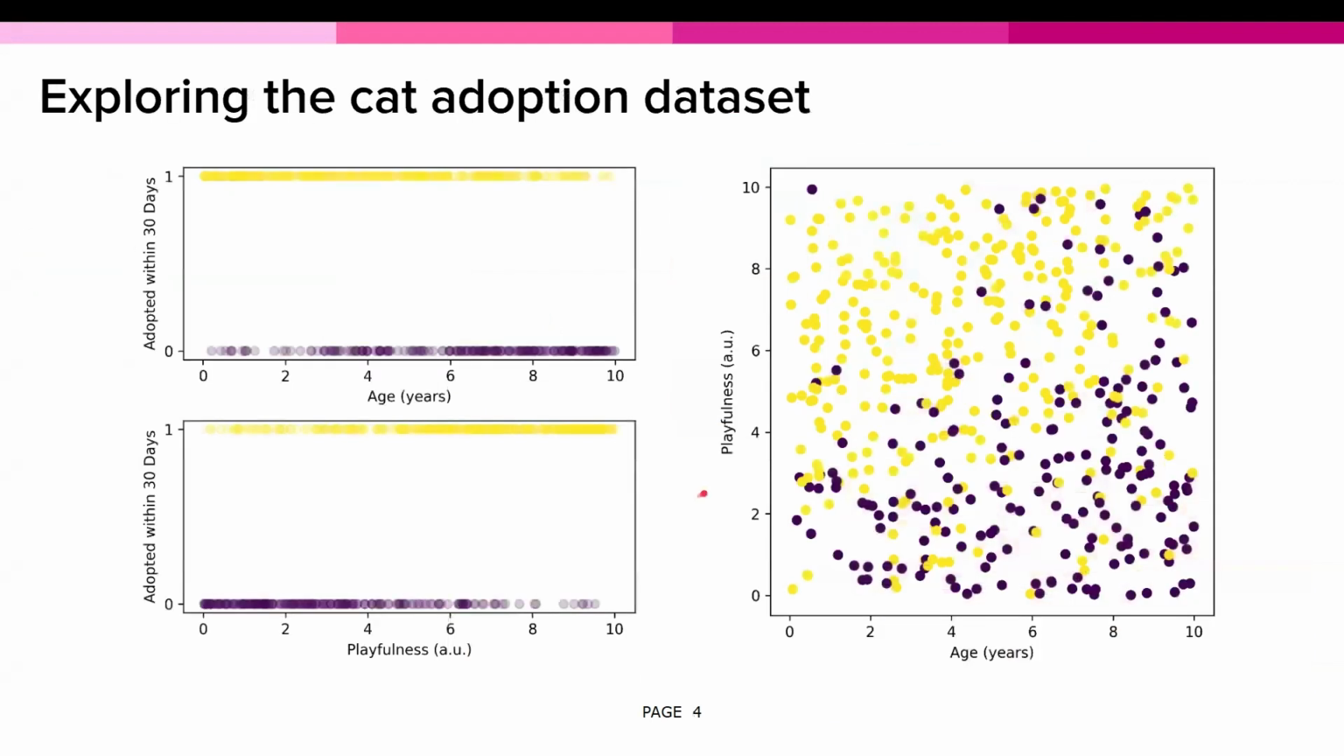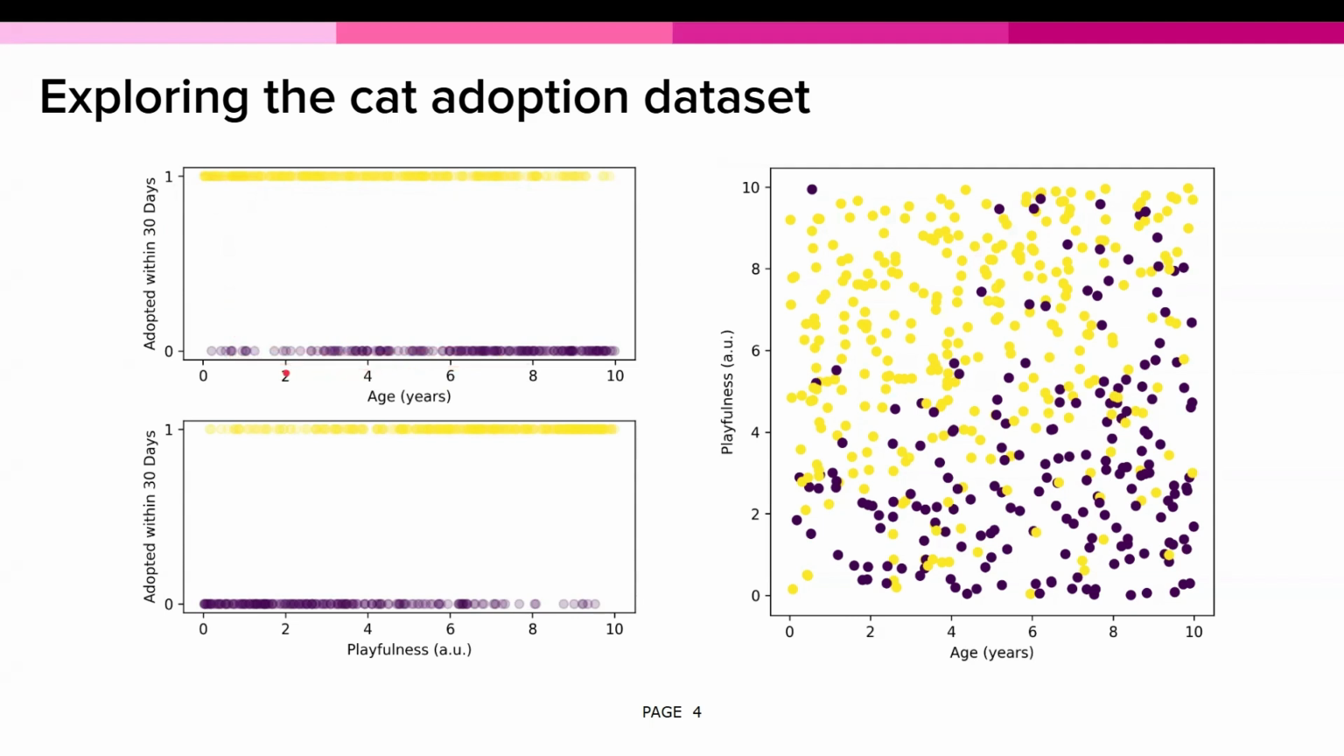Let's take a closer look at the cat adoption data set to see how some of the key features relate to the outcome of whether the cat was adopted within 30 days. On the left-hand side here, I've got 2 scatter plots that help visualize this relationship. The top plot shows the relationship between the cat's age and whether or not it was adopted within 30 days on the y-axis. Each point represents a cat, and yellow indicates that it was adopted, so adopted equals 1, and not adopted in purple.